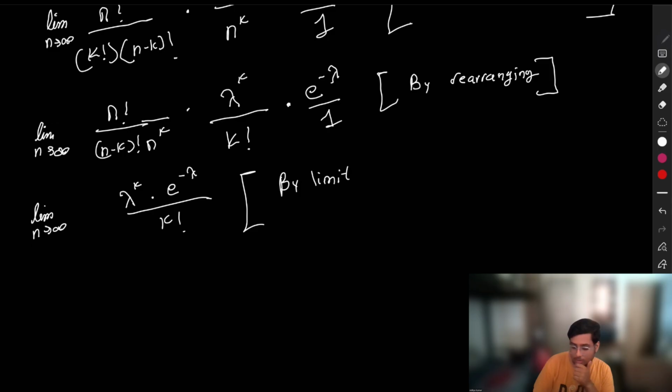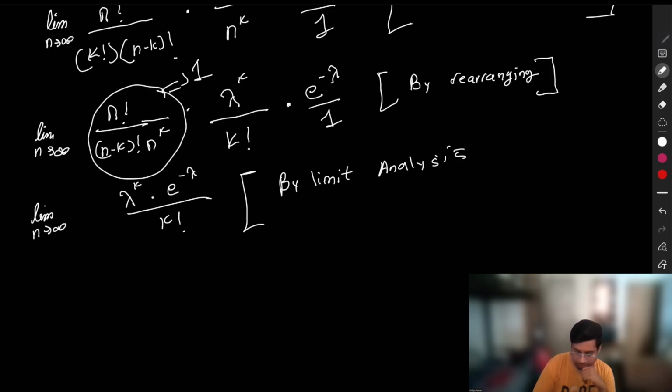So if you analyze the limit very carefully, this part becomes 1 by limit analysis, right? And this part remains the same. So lambda raised to the power k multiplied by e raised to the power minus lambda upon k factorial. So this is our Poisson distribution.